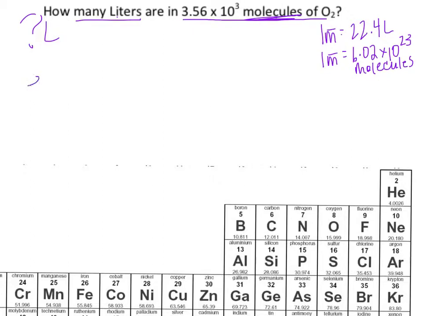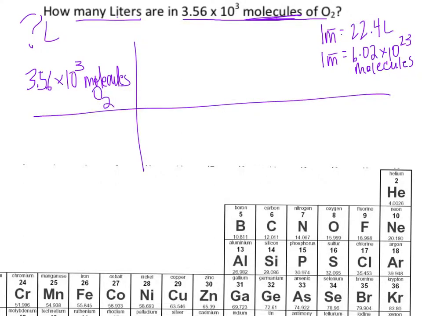So we're starting with 3.56 times 10 to the third molecules of O2. Let me just erase that a second. I gotta rewrite that whole thing. 3.56 times 10 to the third molecules of O2. And since we are given molecules, we know that molecules will be on the bottom of the next section. And I always write it out.